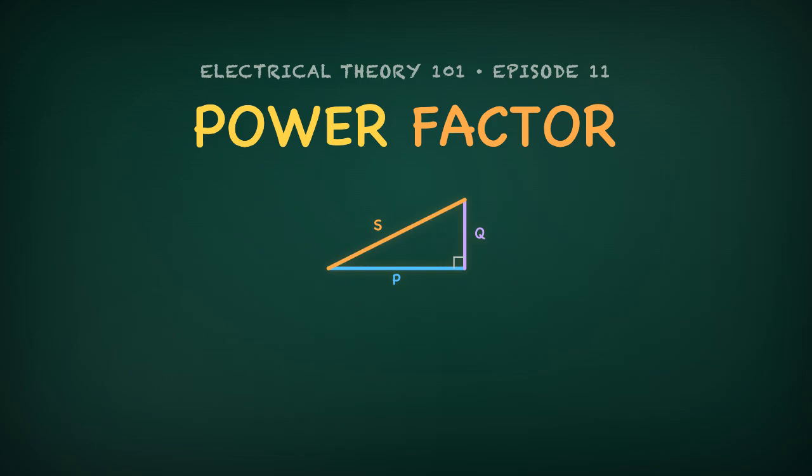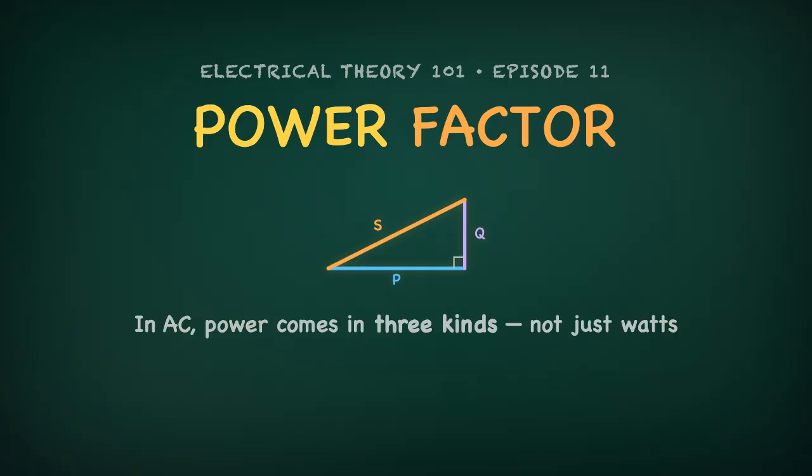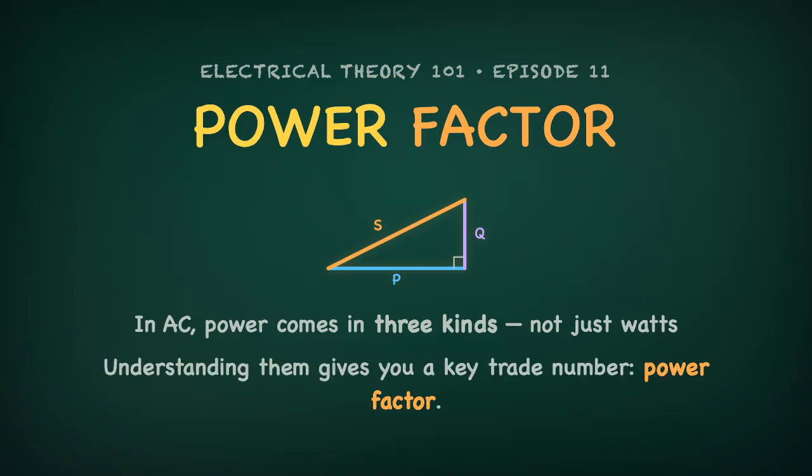You've built up to impedance and the phase angle. Now let's talk about power and why that phase angle actually costs money. In AC, power isn't as simple as watts. Because of reactance, there are really three kinds of power. Understanding them gives you one of the most useful numbers in the trade, the power factor.